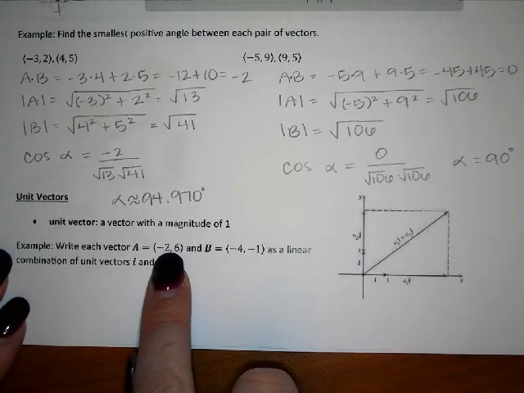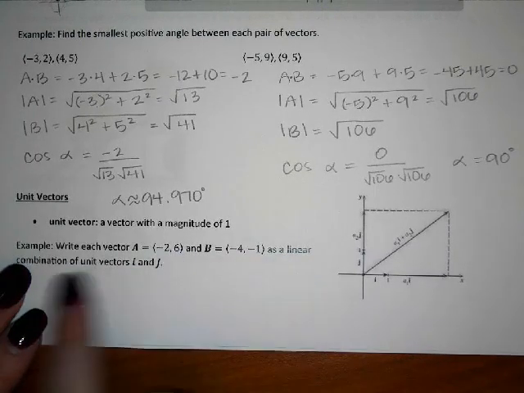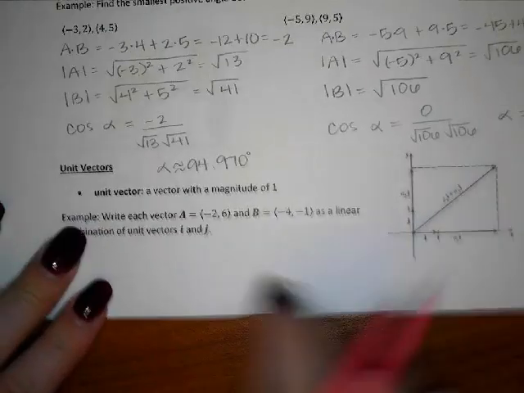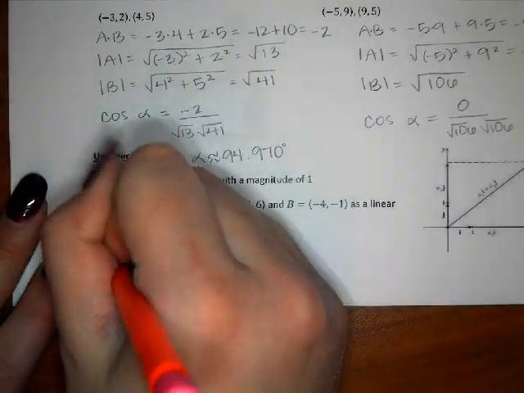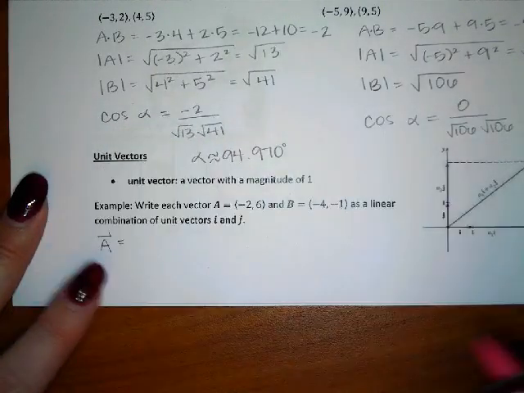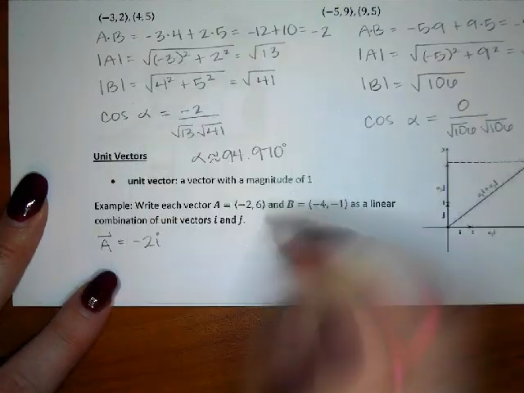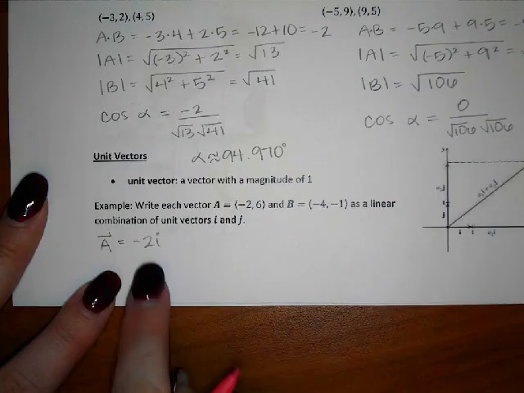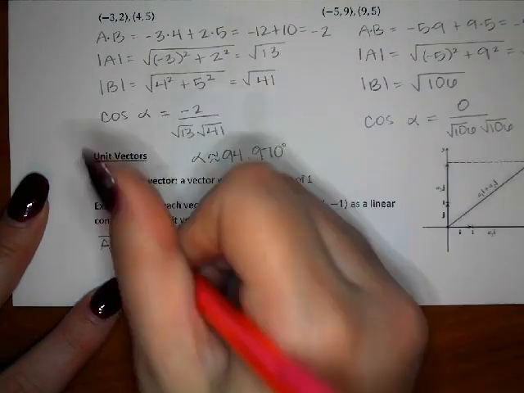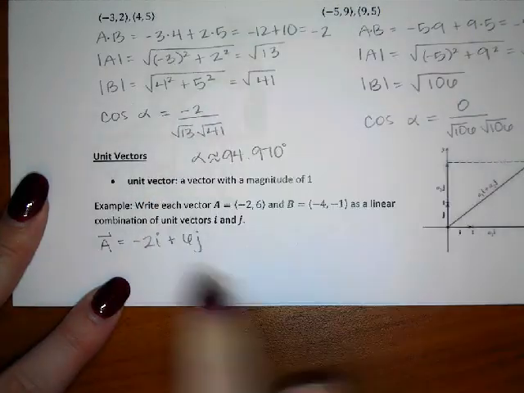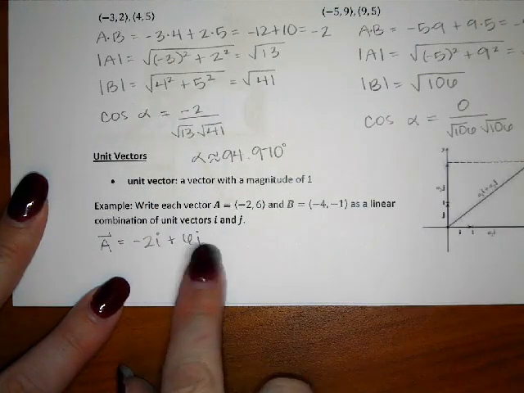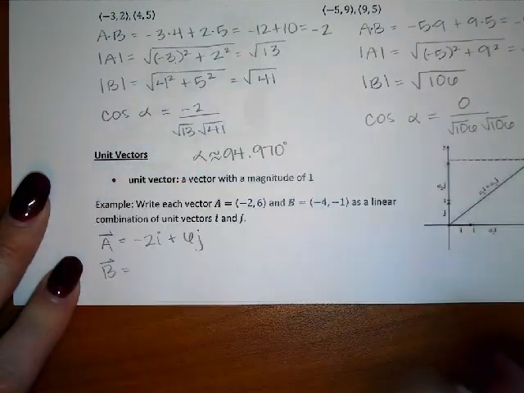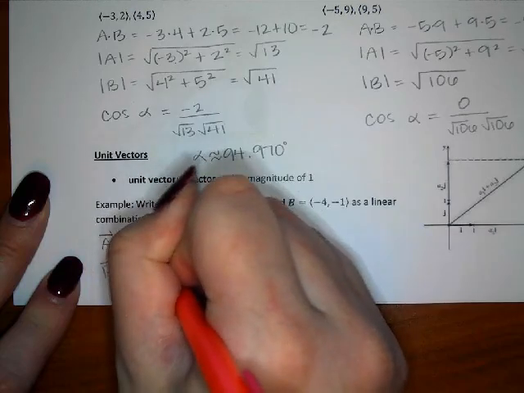And it's very easy to write. So vector A is -2i, so the horizontal component has a length of 2, and so that's 2 units. And then plus 6j, because the vertical component is a length of 6. So 6 unit vectors going up. And then vector B is -4i minus j. So whenever you write vectors, you can write it in this component form, horizontal and vertical components, or you can write it in terms of its unit vectors.